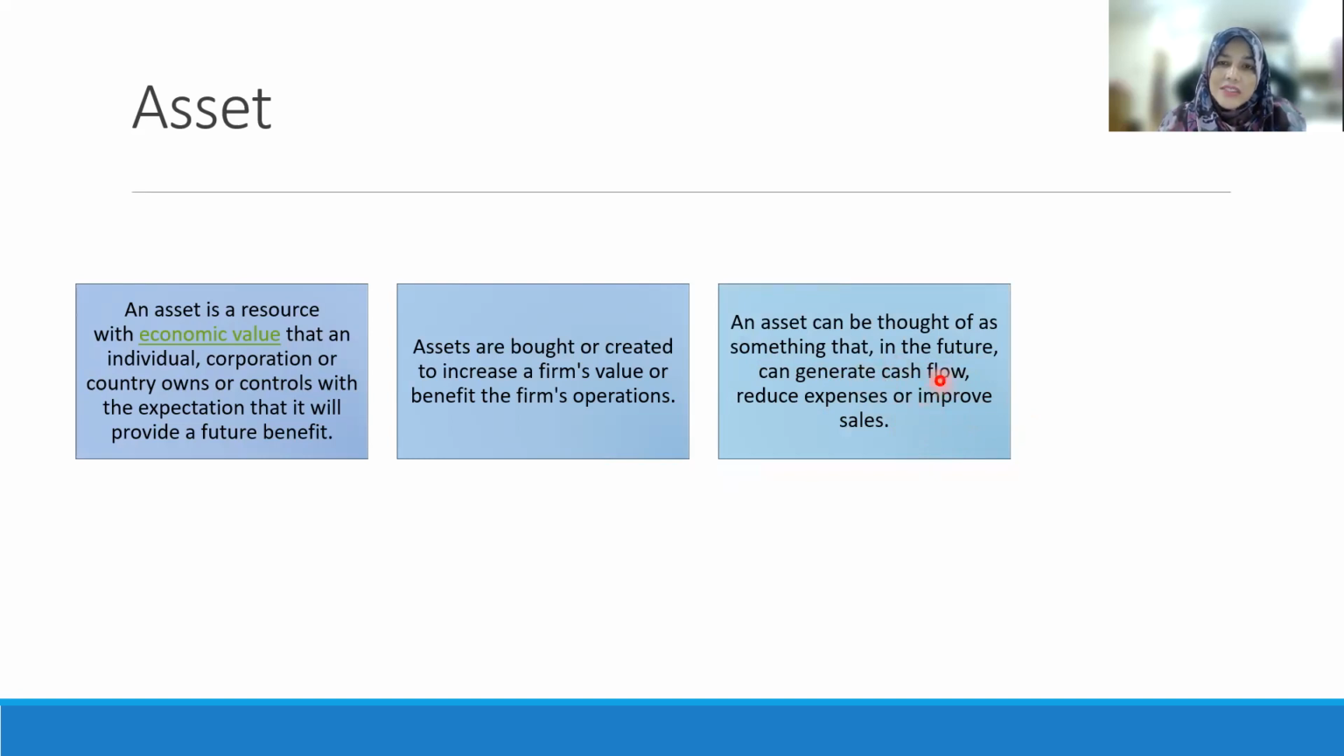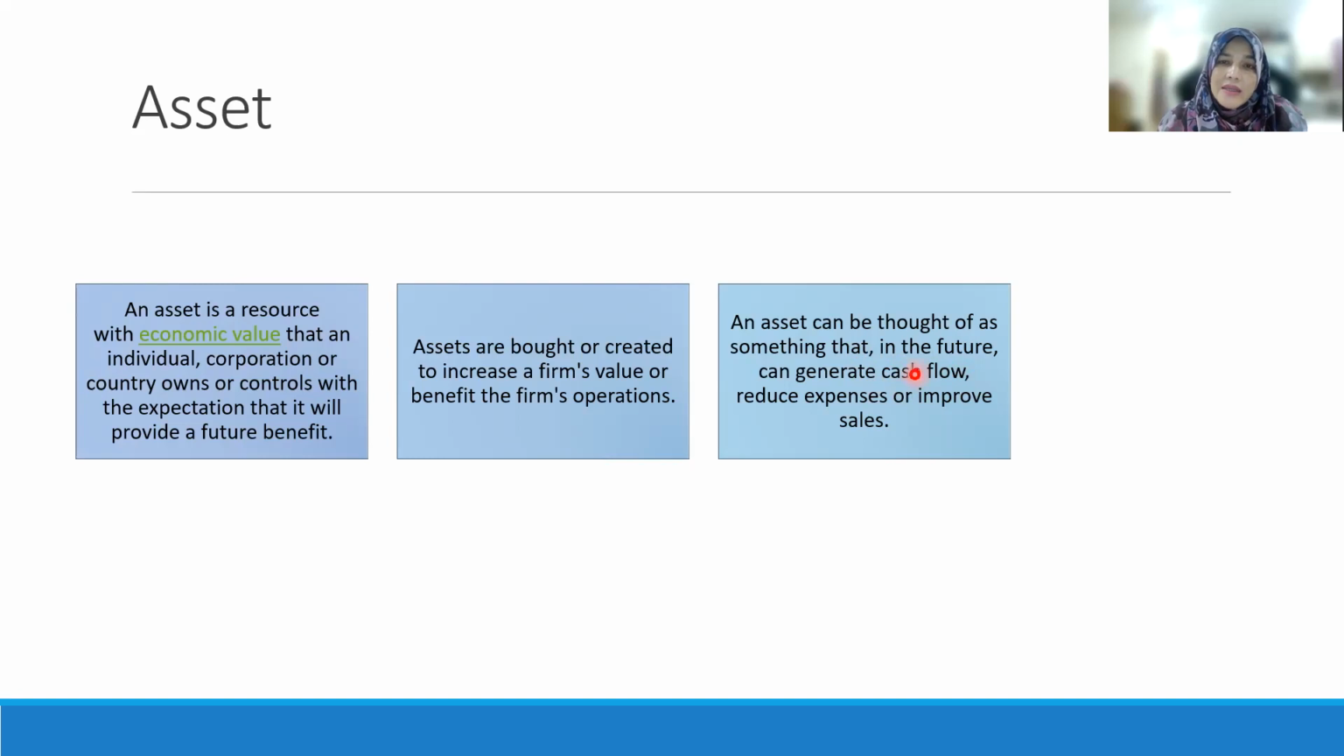So when they generate sales, of course cash flow will come in. And then if they rent out the building, the renting can also generate income for the company. So just imagine machinery: when it is used to produce goods, definitely the goods can be sold, and then it will generate cash flow to the company.